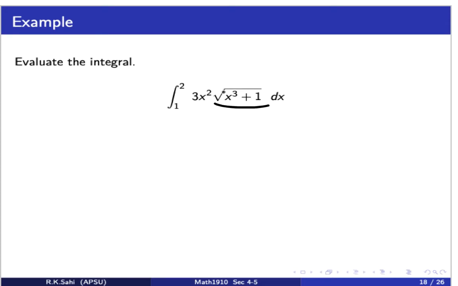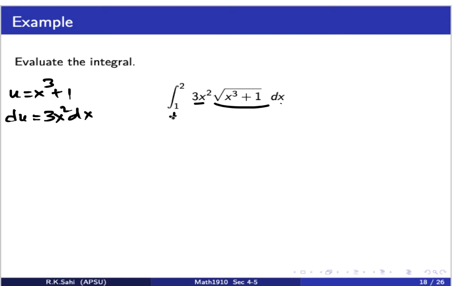It's the composite function. Inside is x cubed, outside is a square root. So we're going to take u to be x cubed plus 1. du would be 3x squared dx. Now this time it's much easier because 3 is present, x squared is present, dx is present. Pretty simple. Now remember the limits.